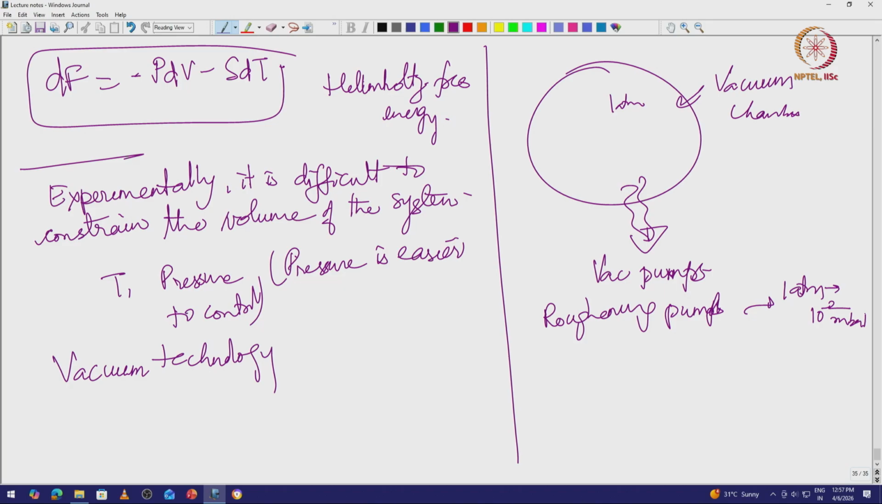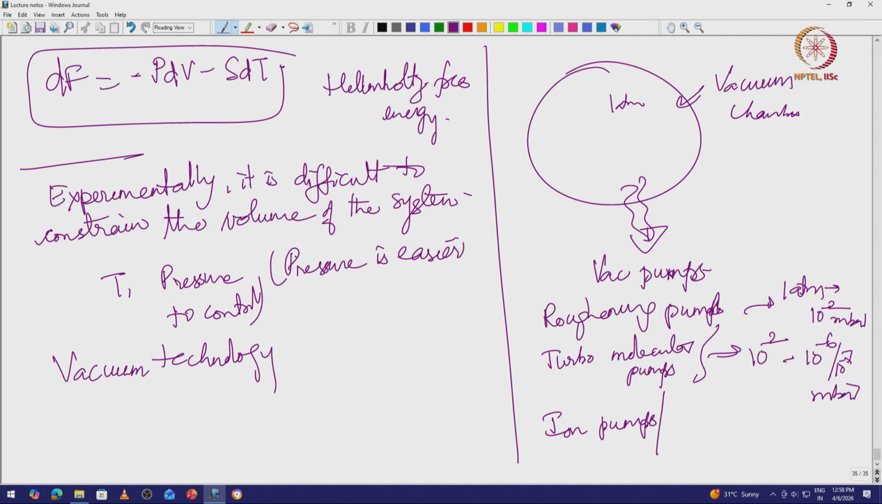Then you have turbomolecular pumps that can take the pressure from 10 power minus 2, 10 power minus 3 millibar all the way to 10 power minus 6, 10 power minus 7 millibar. Then you have ion pumps, or titanium sublimators, that can take your pressure from 10 power minus 7 down to 10 power minus 10 millibar, the ultra high vacuum range, UHV.